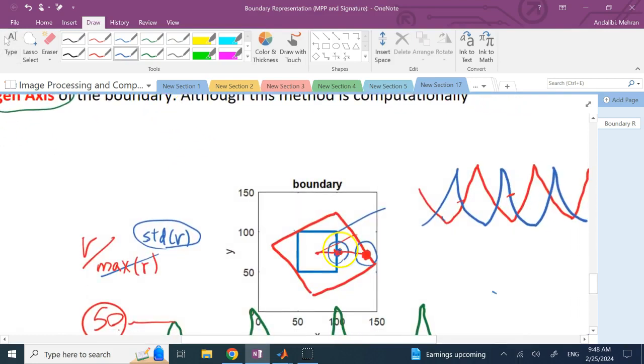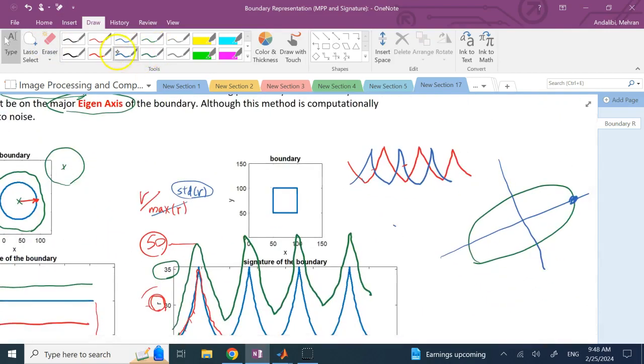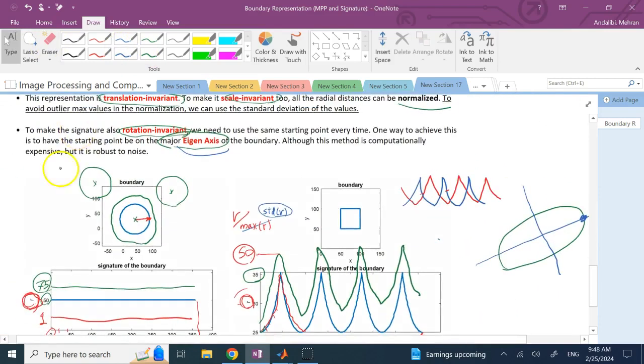Or for the sake of this square, in this case, the eigenaxes are quite a bit similar, right? So you have this one and this one probably, or this one and this one. So if you use those, then you can have the same relative position, right? So it needs some computation to do the eigenaxis and start on the eigenaxis all the time, but that makes it what? Robust to noise.